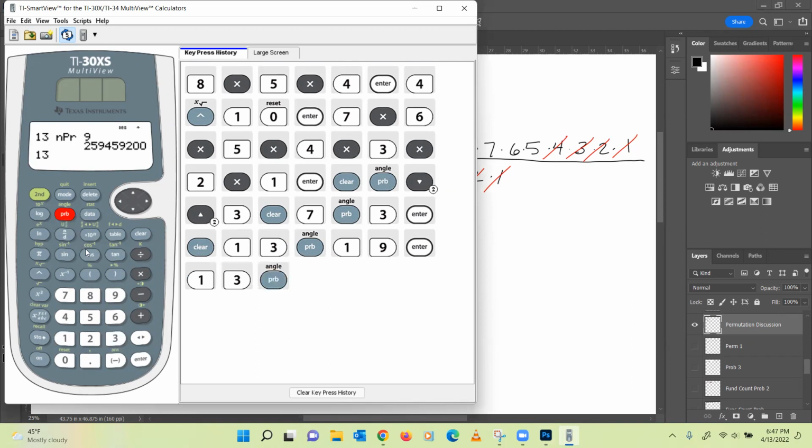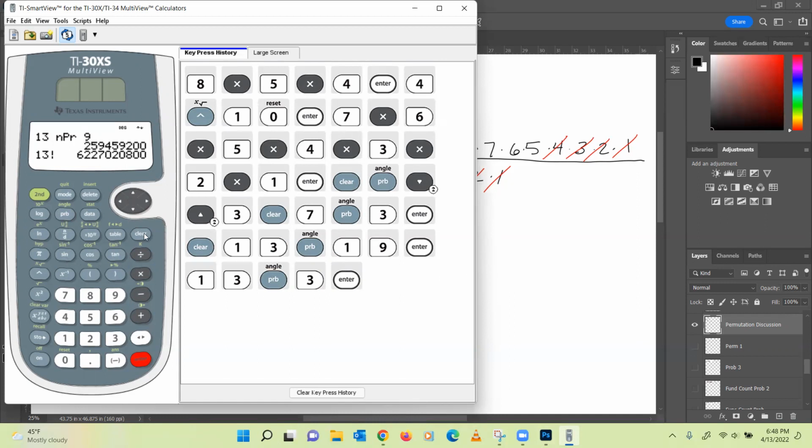Let me see if I can do that and keep both of those on the screen. See, that's 13 factorial, and we definitely had fewer than that because we weren't filling all 13 slots. But there are that many different ways, 259,459,200 ways to order those 13 boys to fill the 9 slots. That's a permutation. We'll have easier or smaller numbers, but that's the fast way to do it.